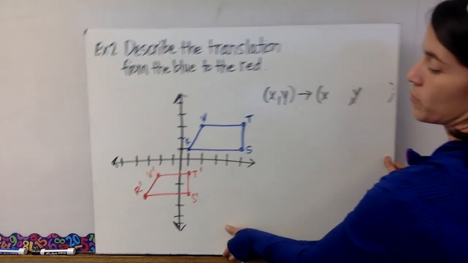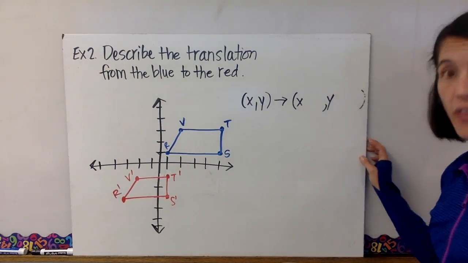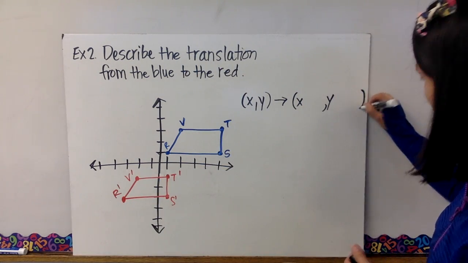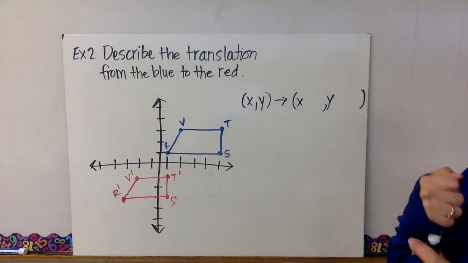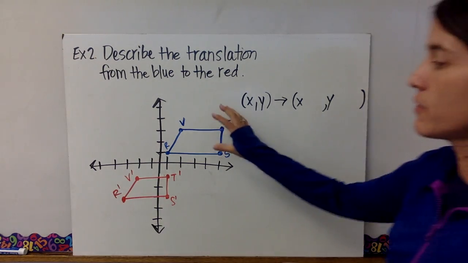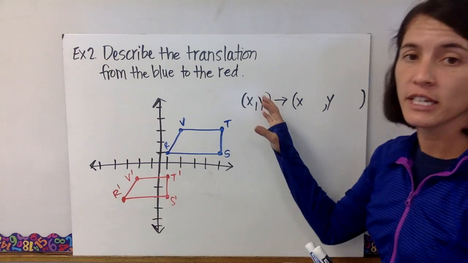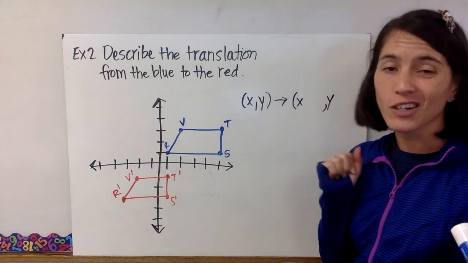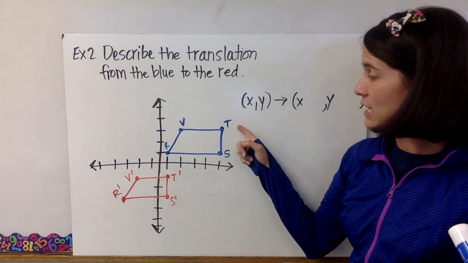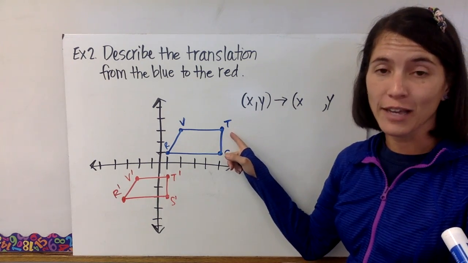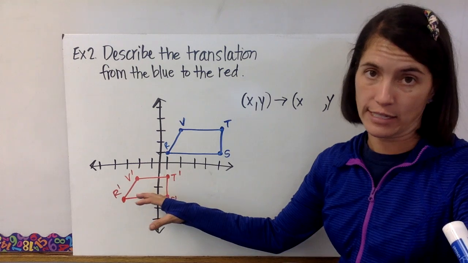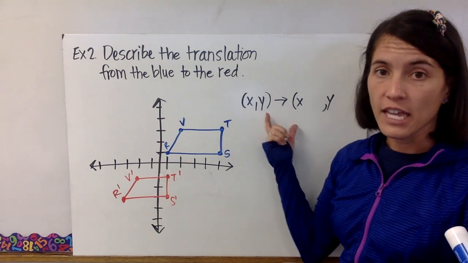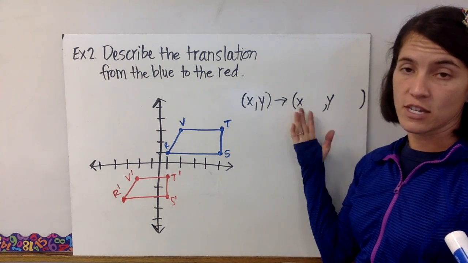All right, example 2. Pause it, copy this down, draw the picture. I expect you to draw the picture. Describe the translation from the blue to the red. So you see we have a blue shape, a blue polygon, and it's been translated to the red. I know that because number 1, it says blue to the red, but also I see the notation, T and T prime. So this was our pre-image, and this is our image after it's been translated. So I need to describe the translation in algebraic form, in the notation.